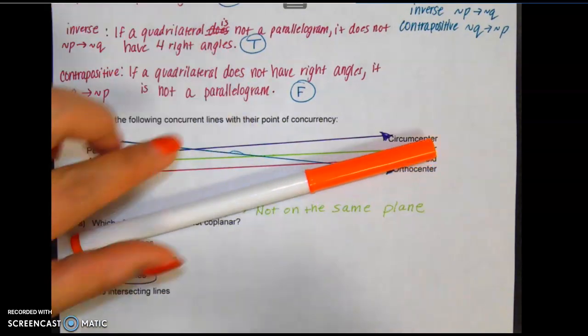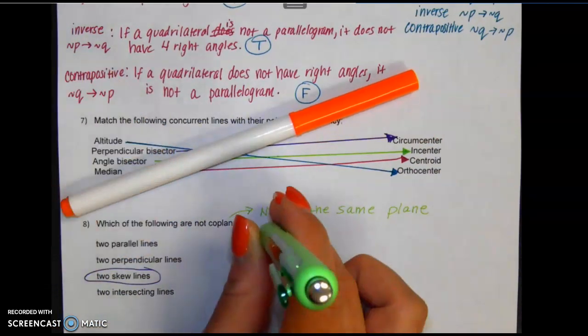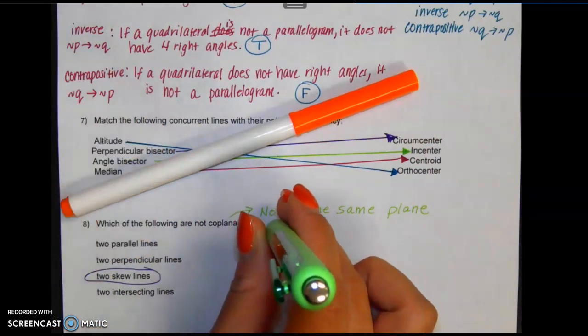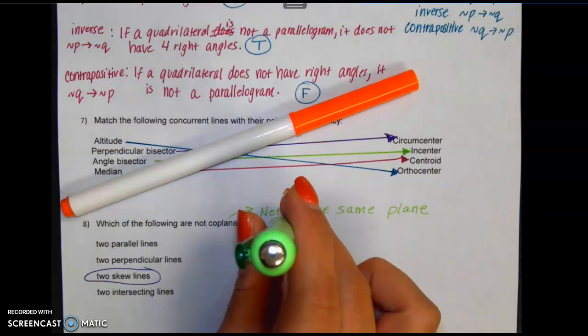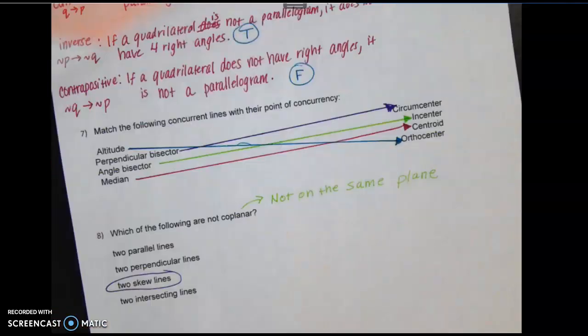Skew lines, however, would look something like this. One is facing one direction, and one is facing a totally different direction. Now, imagine these 2 lines are going forever in space. These are not on the same plane. They're not lying on the same piece of paper, so they are not coplanar.